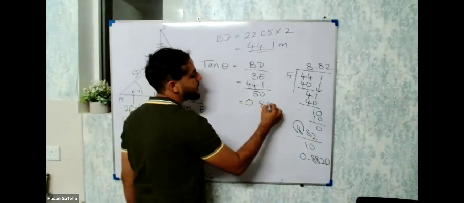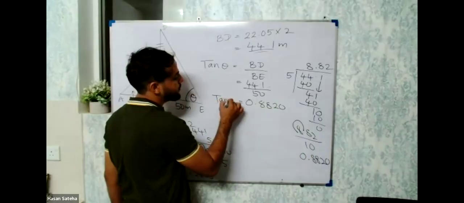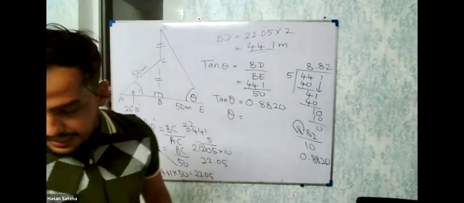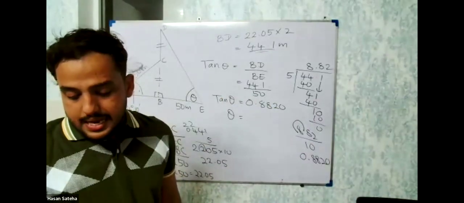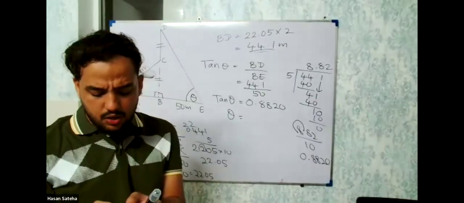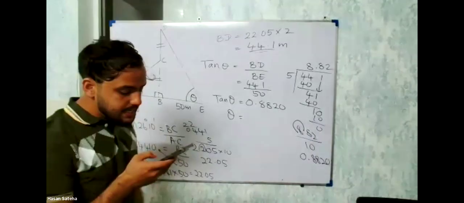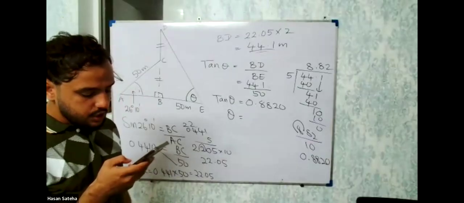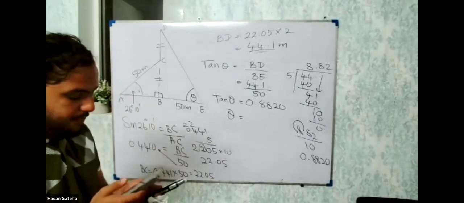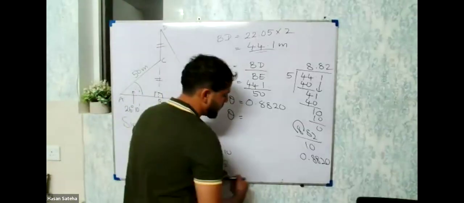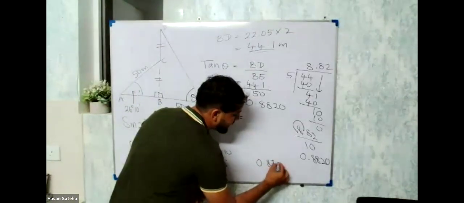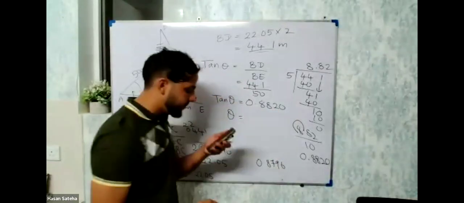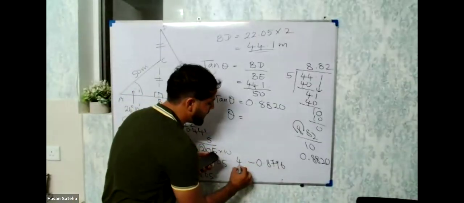So tan theta is equal to 0.8820. Okay. Now using the tan table, we can find the value of theta. Get the closest value to 0.8820. Make sure you're using the tan table, not the sine table. Do you have a 0.8820? 0.879. No, right? So the closest value you can get is 0.8796. How much more you need? You need 24 more. Now this is 41 degrees.